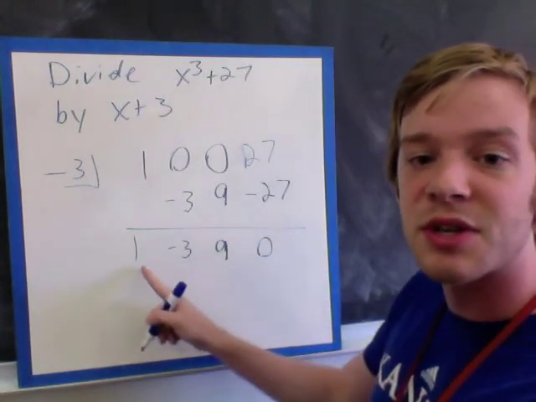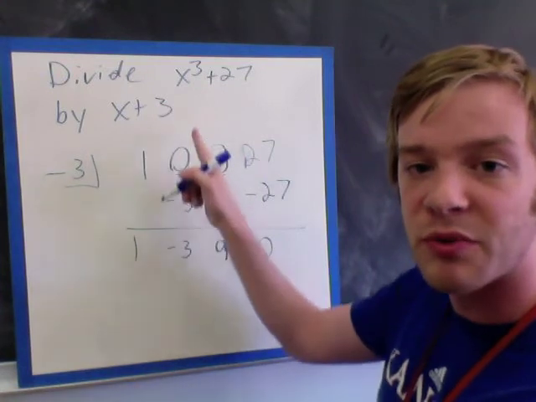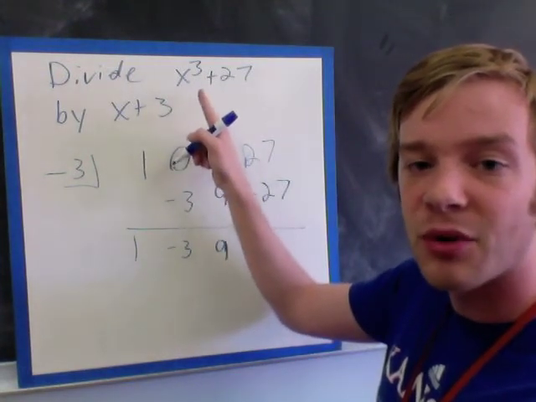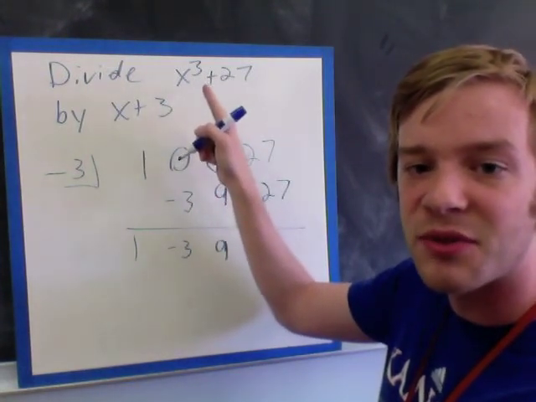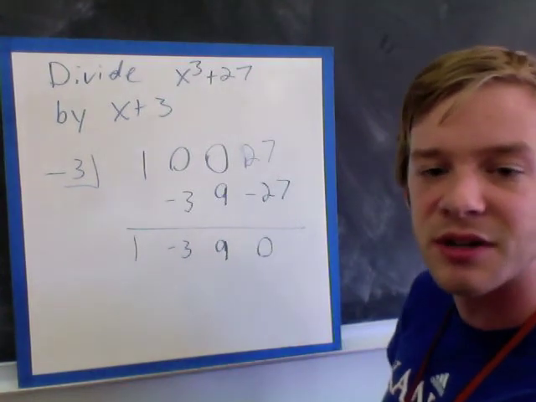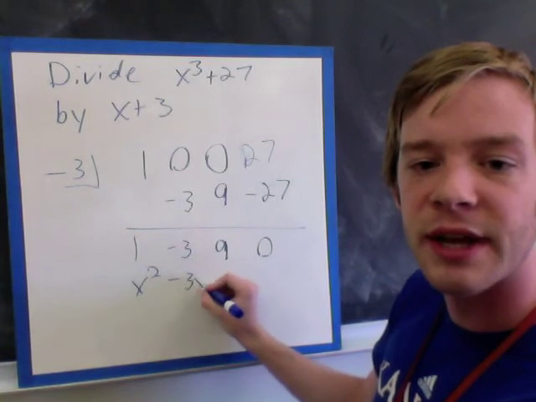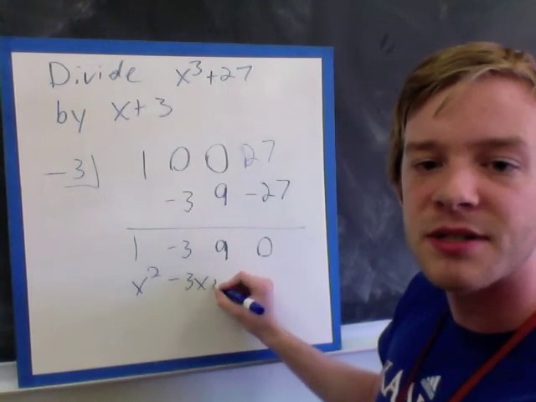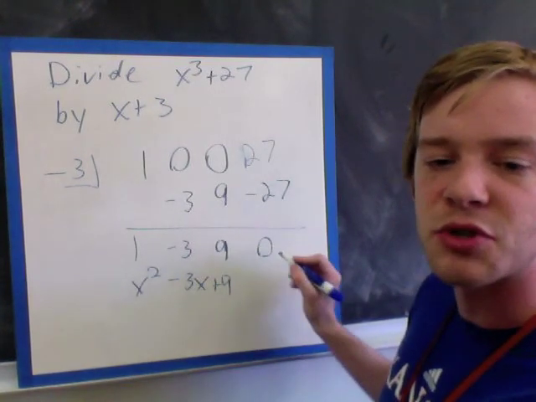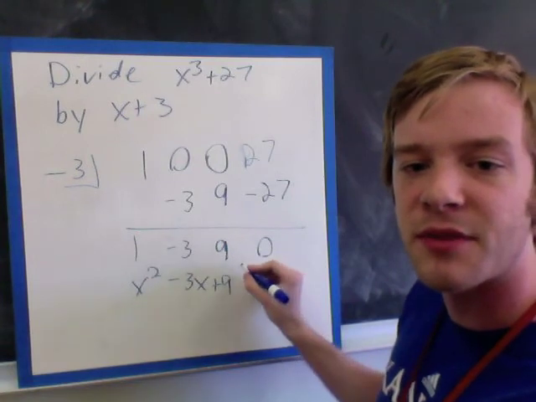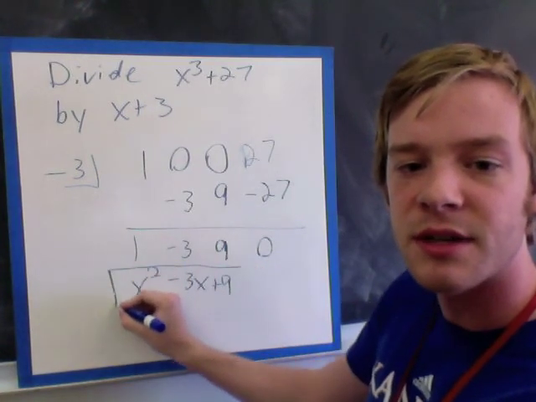So our answer is going to be x squared, because remember, this is one power less than what we started with. We started with x to the third, so this is going to be x squared right here, minus 3x plus 9. Since there's no remainder, we don't have to worry about it, and this right here is our answer.